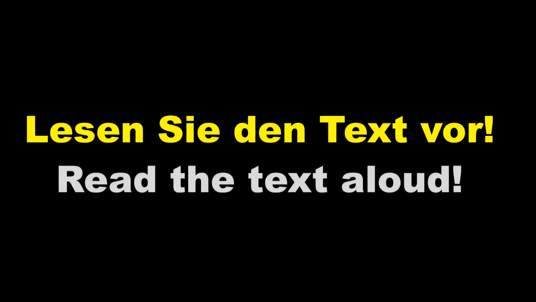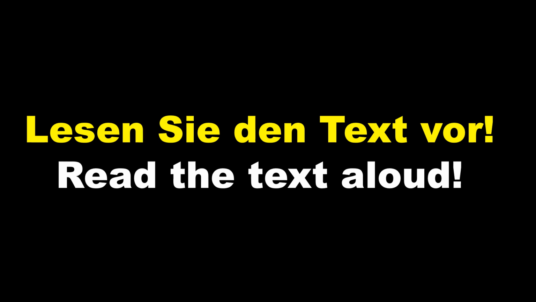Next one we have here is Lesen Sie den Text vor. The verb here again is a trennbares Verb, vorlesen. The prefix is at the end of the sentence, which means read the text aloud.